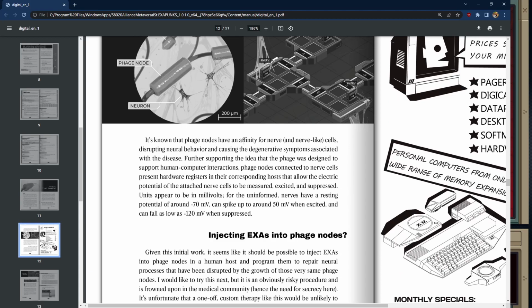It's known that phage nodes have an affinity for nerve and nerve-like cells, disrupting neural behavior and causing the degenerative symptoms associated with the disease. Further supporting the idea that the phage was designed to support human-computer interactions, phage nodes connected to nerve cells present hardware registers in their corresponding hosts that allow the electric potential of the attached nerve cells to be measured, excited, and suppressed. Units appear to be in millivolts. For the uninformed, nerves have a resting potential of around negative 70 millivolts, can spike to around 50 millivolts when excited, and can fall as low as negative 120 millivolts when suppressed.